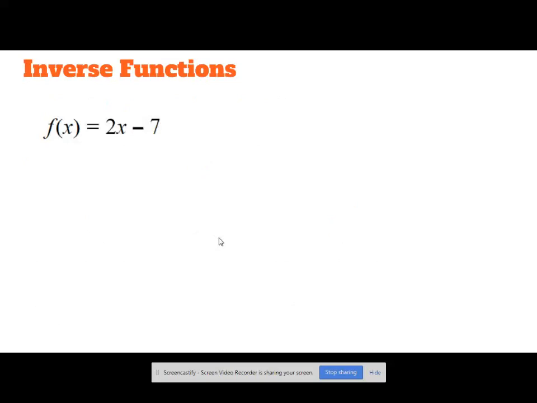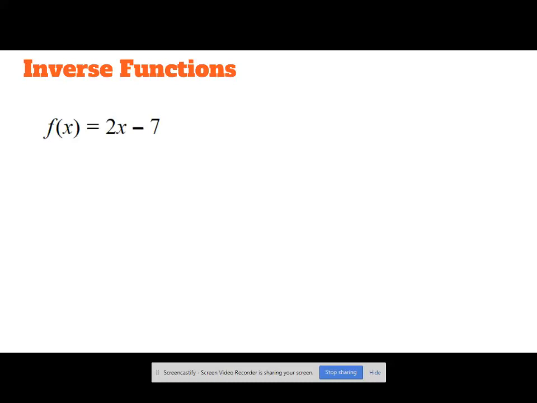Let's say we have a function that looks like this. f of x equals 2x minus 7, and we're asked to create the inverse function of this function. We're going to do the same idea. We don't have a list of values here, so we're not going to list them out, because the domain we're assuming could be any real number that you can plug into this function, and so we can't list them all.